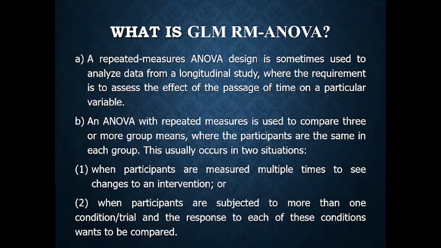An ANOVA with repeated measures is basically used to compare three or more group means where the participants are the same in each group. This usually occurs in two situations. The first is when participants are measured multiple times to see changes in an intervention, or when participants are subject to more than one condition or trial, and the response to each of these conditions is to be compared.